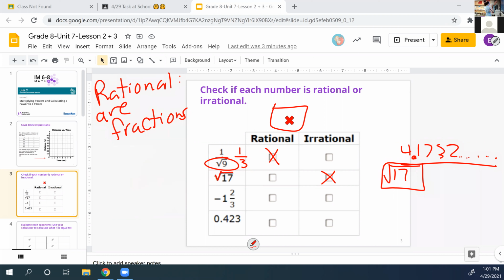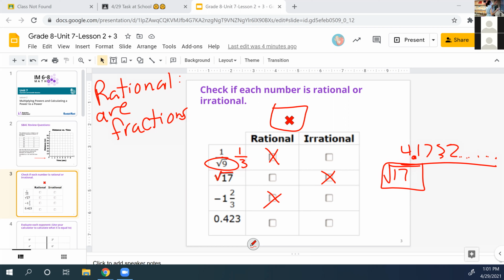Bridget, why do you think that this one would be rational? Because it's a fraction. Very good. So if you're given a number and it's a fraction, automatically you're going to say that's a rational number because it's written as a fraction. Very good job there. Good catch there, Tiana.